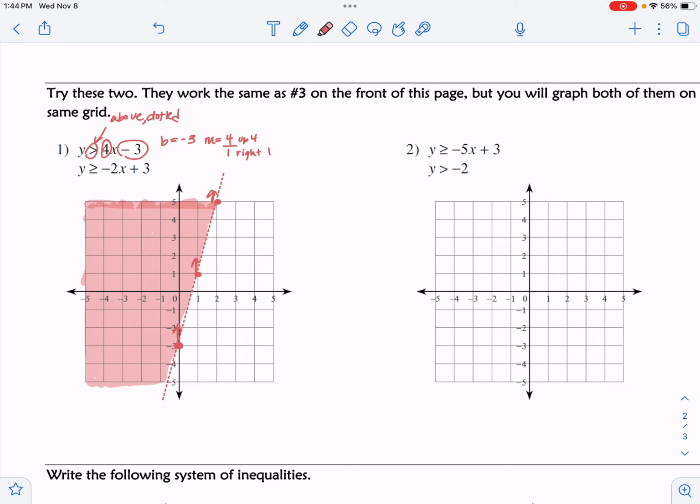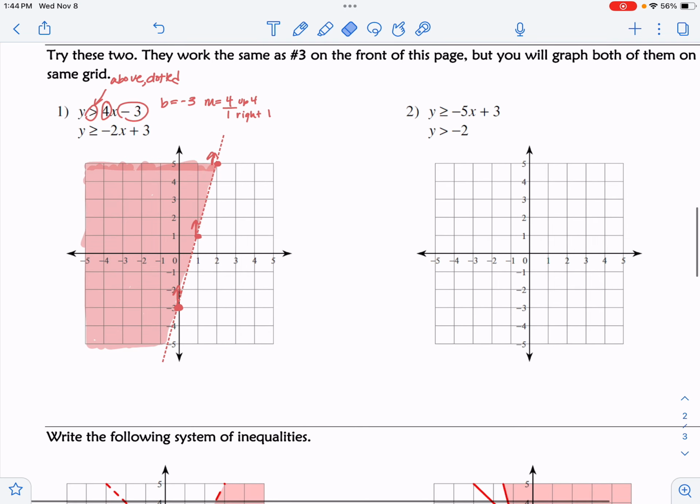Okay, and so for the other line, wait, sorry, why is it above? Because it's greater than. If it makes a less than sign, it would be below. But since that doesn't make an L shape, it's greater than, so it's above.